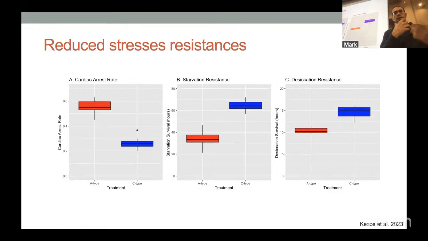We've also done some different measures of physiological performance. For instance, with cardiac arrest rates, you literally strap a fly to a slide and you zap them, and then you see if their heart can regulate. And I don't know who came up with that. It works, but for whatever reason, the C types go into cardiac arrest way less than the A types, so their hearts are more robust. So they have this potentially increased cardiovascular function as a result of this.